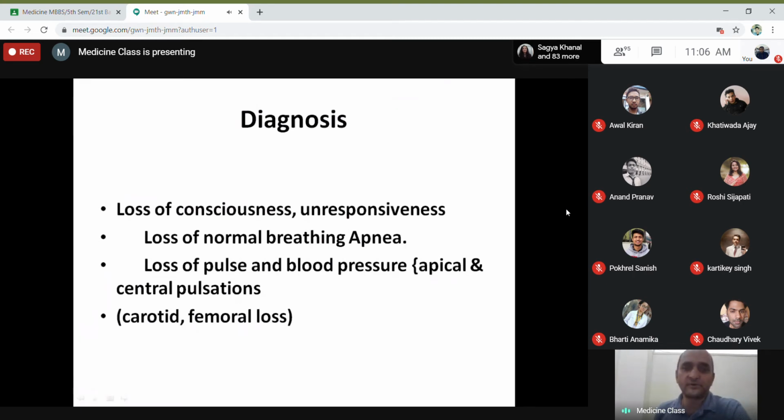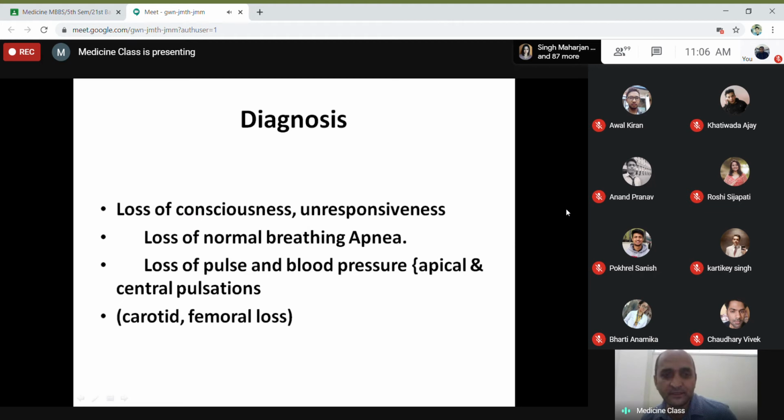It's a loss of consciousness or unresponsiveness, loss of normal breathing, apnea, loss of pulse or blood pressure, apical and central pulsation, and carotid and femoral pulse loss. So please remember that if you see a patient just falling down with no response, please don't start CPR immediately, because there might be other causes rather than cardiac arrest.